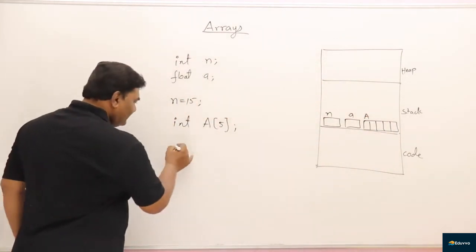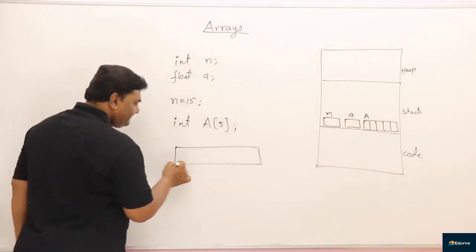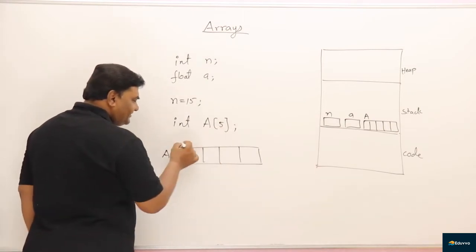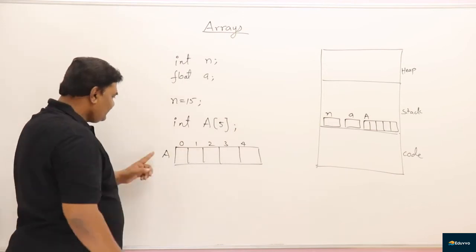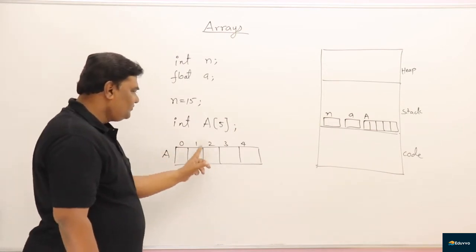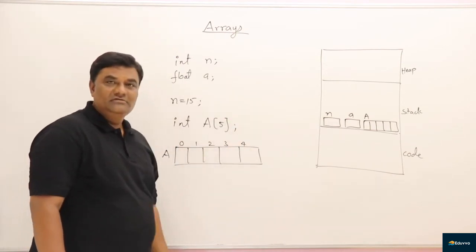Now if I draw it here, the array looks like this. Each location can be accessed with the help of its index. So this is A of 0, A of 1, A of 2, A of 3, A of 4, and so on.